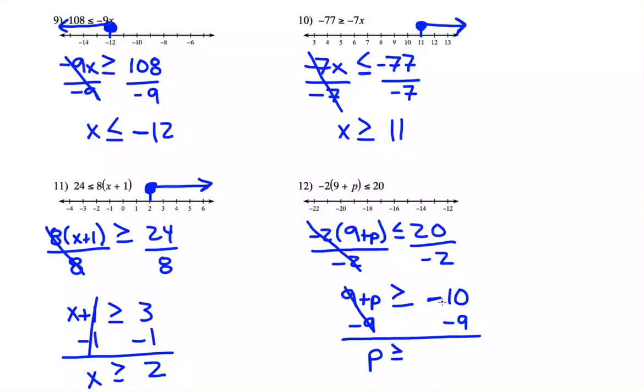On the right side, I have negative 10 minus 9. That would be negative 19. So negative 19 is going to be my key number. And it's greater than or equal to. So negative 19 is a solution. So I'm going to fill that in. And then p is all the numbers that are bigger than that as well. So it goes this way.